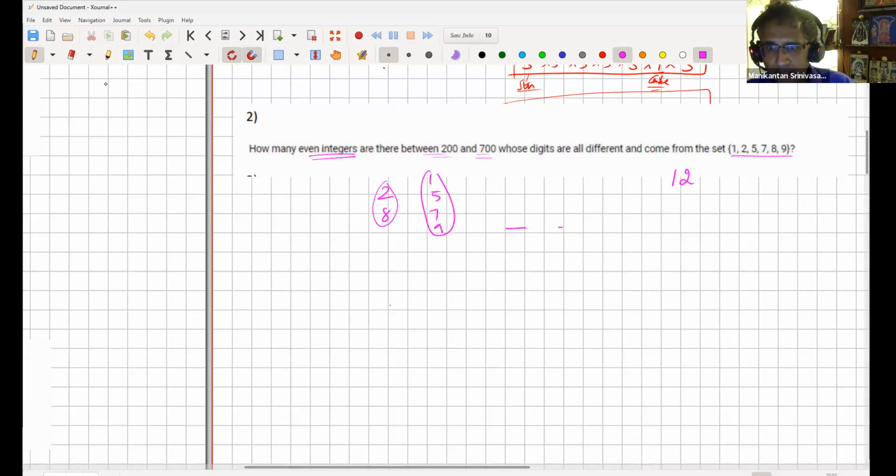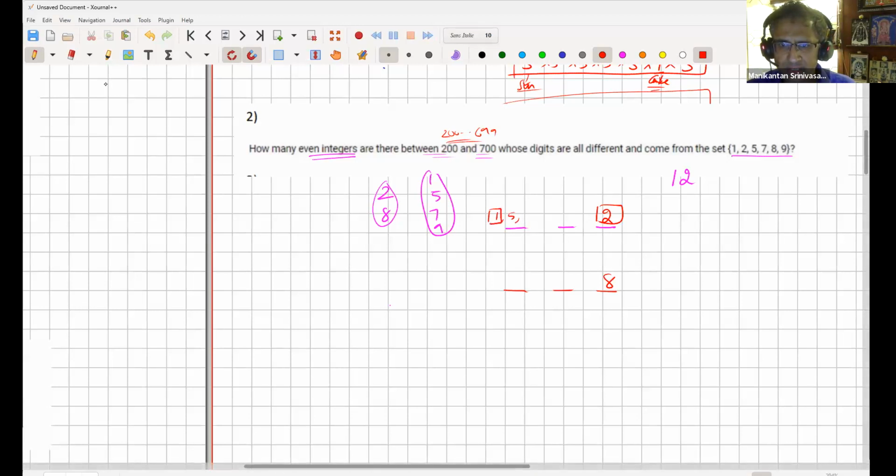So we have a 3-digit number. Now we'll have to pick 2 here. Let's do 2 different cases. Or we have to pick 8 here. Okay. If we pick 2 here, now the starting digit, this can be all the way from 200 something to 699, right? So the starting digit can be 2, but now it's ruled out because we've already consumed 2. The starting digit can only be 1 or 5. That's it.